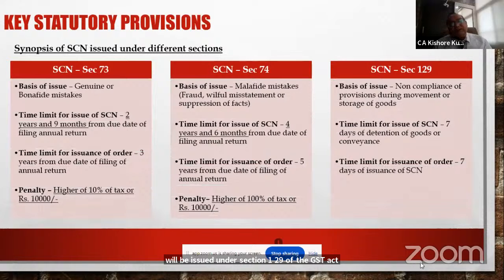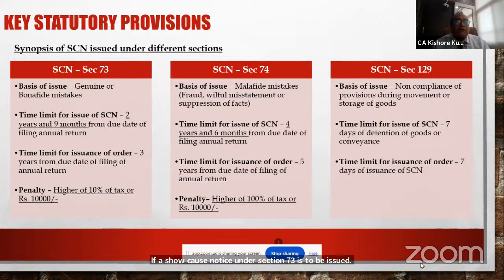So, friends, let's have a bird's eye view of the show cause notices which are to be issued under different sections: Section 73, Section 74, and Section 129. Section 73, we talked about, covers only bona fide mistakes. Now, what is the timeline? Law provides that a show cause notice must be issued at least 3 months prior to the closure of 3 years from the due date of filing of annual return. So, typically, the law gives a time period of 2 years and 9 months from the due date of filing of annual return if a show cause notice under section 73 is to be issued.